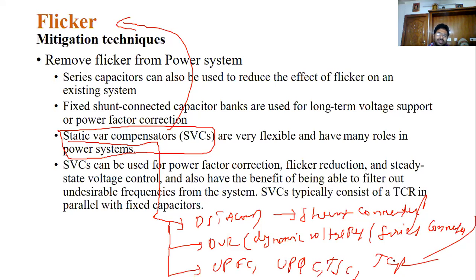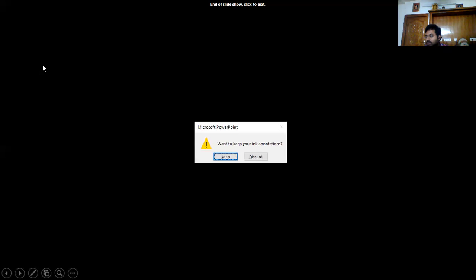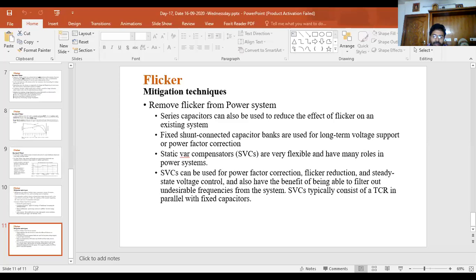So many devices are there. Hundreds of devices and technologies are there to mitigate these flickers. Mitigation means reduction, to reduce this. Okay, now we can see the regulations.